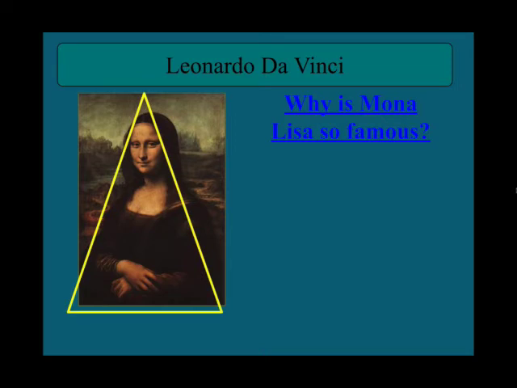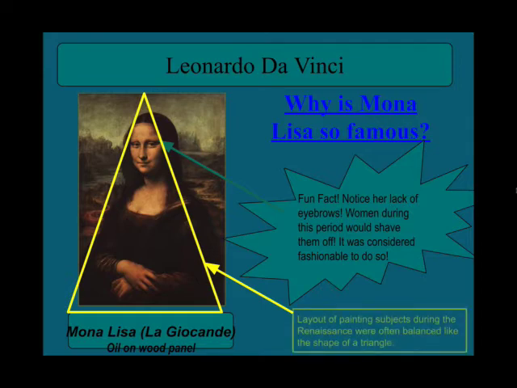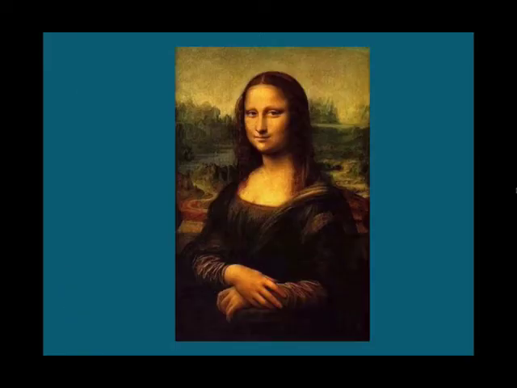She was an example of how they liked to balance their paintings during the Renaissance. So they almost had a triangle shape to them. They would lay it out in a way that it would have this balance to it. I don't know why the box is not coming up, but it will. Fun fact, her lack of eyebrows. Women during this period would shave them off. It was considered fashionable to do so. So anyway, there it is. I didn't lie. The layout of the painting, subjects during the Renaissance were balanced in the shape of a triangle. So she may be looking at you right now.